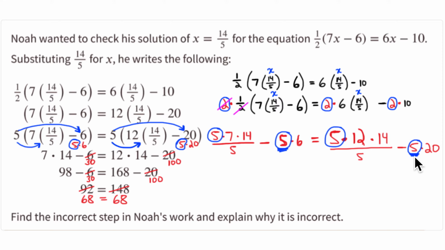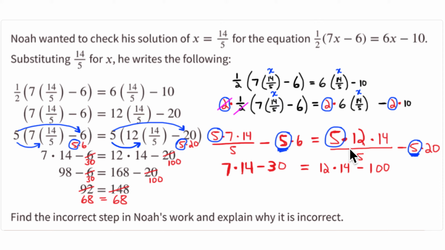But then he forgets once again to multiply the second term, this 20, by 5. So he forgets this second 5 right here. So this is 5 times 20, so that's what he forgets. Now I'm going to rewrite this down here so it's not such a mess, but this is 30 and this is 100. So now it's 7 times 14 minus 30. So these 5's have canceled out.